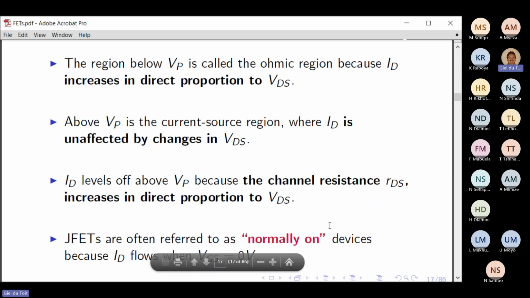Right. As soon as I made -4 volt on the gate, it's the pinch-off voltage we talked about here, and then the drain source current becomes 0. So these are the two extreme cases. VP is -4 volt, no current flowing, or the gate is 0 volt, which means the current will flow and it's normally on.